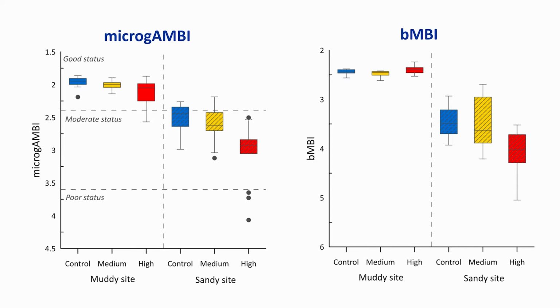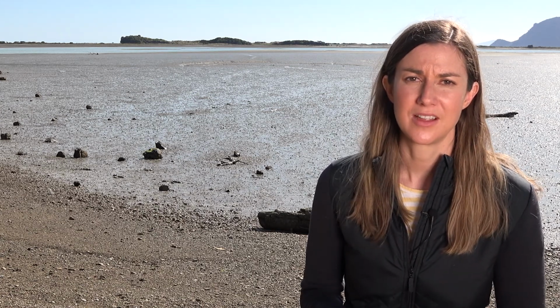Given that neither of these indices were specifically designed to detect nutrient impacts in estuaries, I think these results are really promising, and they suggest transferability of these indicators to other regions and applications. However, they might need some adjustment, for example, to better reflect eutrophication stress in muddy sediments. So in summary, eDNA-derived communities show great potential for ecosystem health assessment.